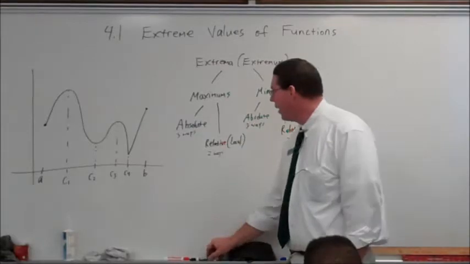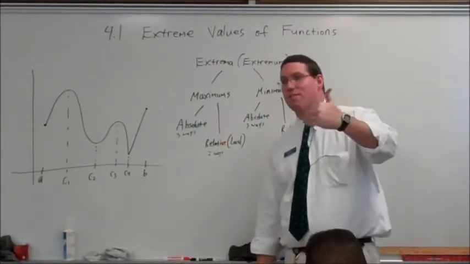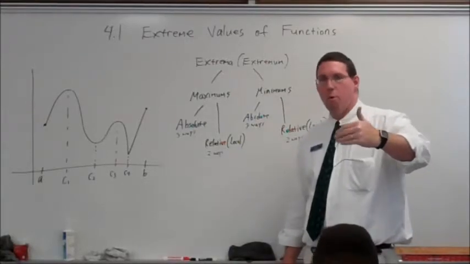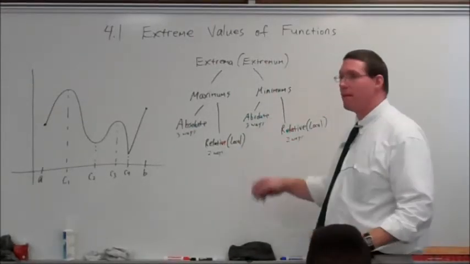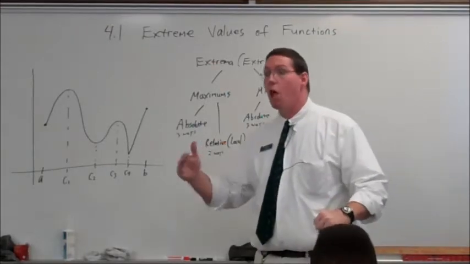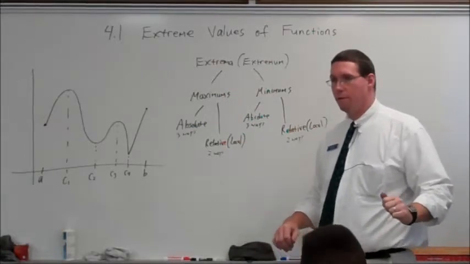So an absolute maximum is the highest point on an interval, and an absolute minimum is the lowest point on an interval. Okay?